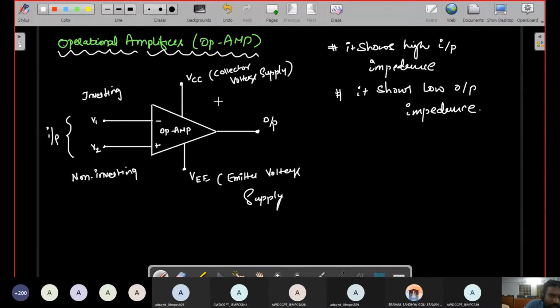Okay, so here the collector voltage supply and negative voltage supply. Therefore the operational amplifier can be operated by using a dual power supply source. This is a dual power supply, and this is a positive VCC and this is negative VCC. So op amp requires dual power supply. Okay, so why is this power supply used to operate this amplifier?